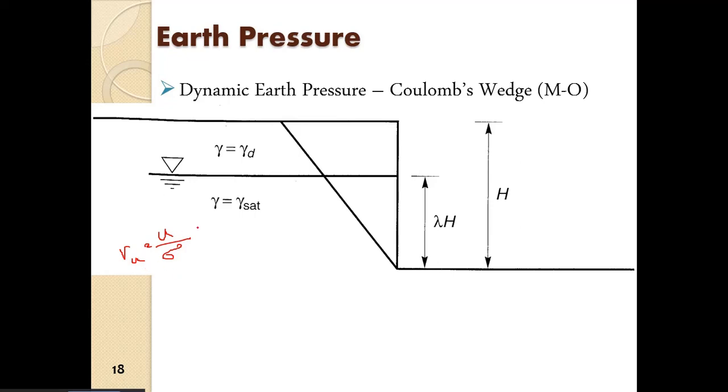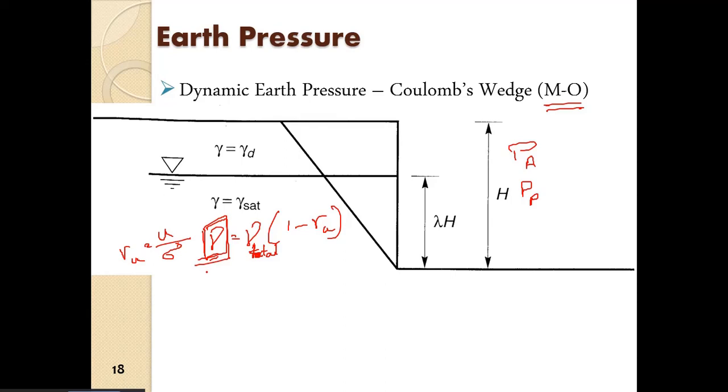And in that case, the unit weight is taken as the total unit weight into 1 minus Ru. That is the unit weight which is used in the Mononobe-Okabe equation. So when we calculate the active earth pressure or the passive earth pressure, we will use this particular unit weight.